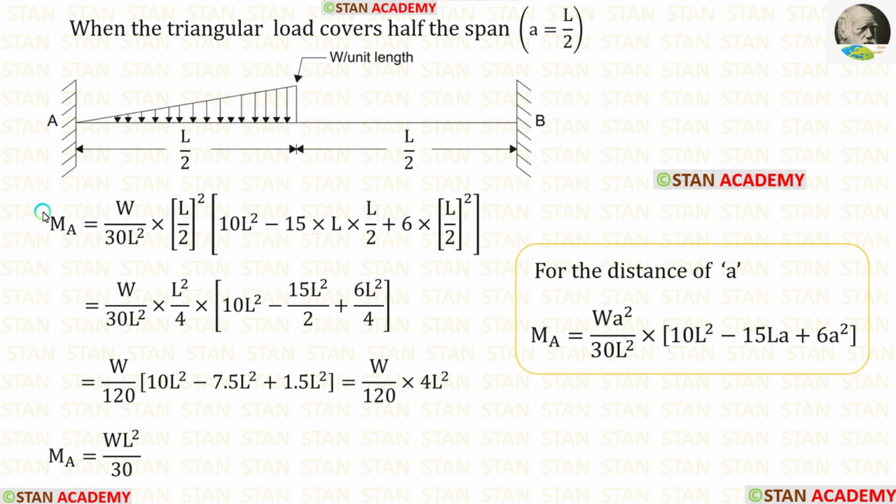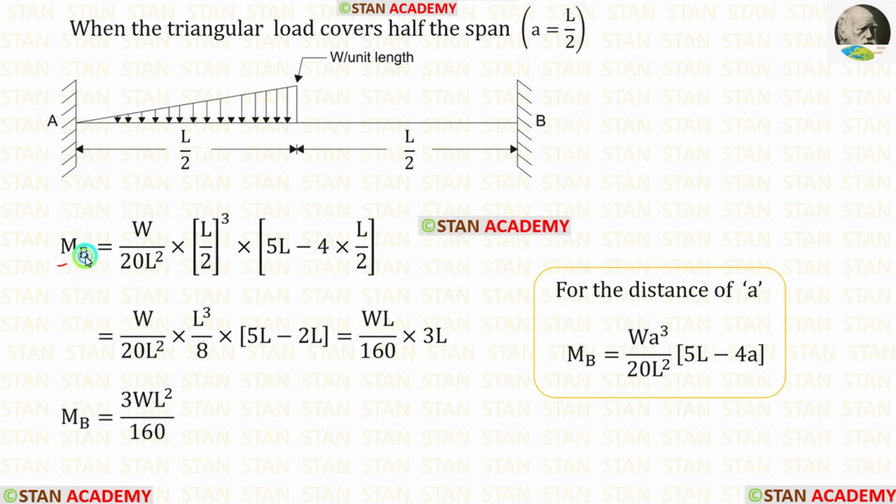In this fixed beam, first let us find MA. For that, in this formula, instead of A, we have to apply L upon 2. We can eliminate L square. 30 into 4, we will get 120. 15 upon 2, we will get 7.5. 6 upon 4, we will get 1.5. When we add these three values, we will get 4L square. 30 fours are 120. Finally, for MA, we are getting WL square upon 30.